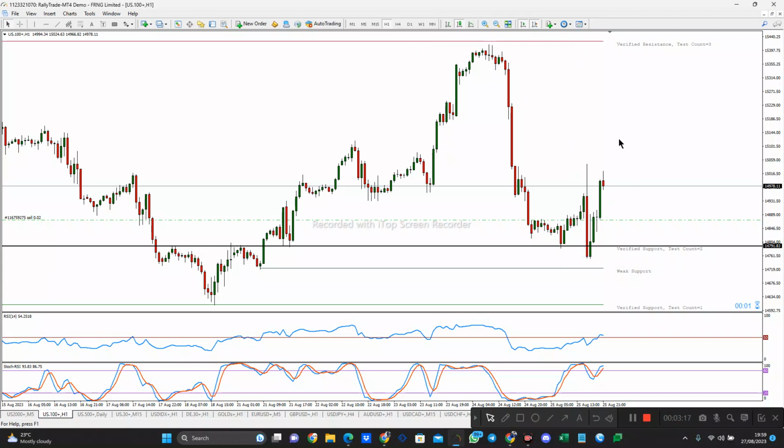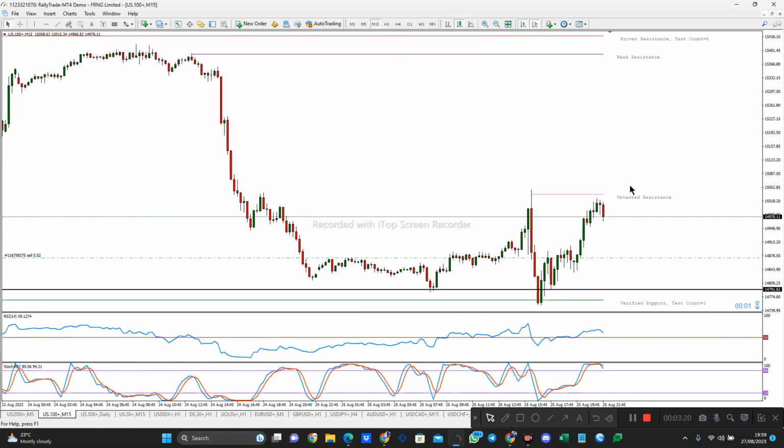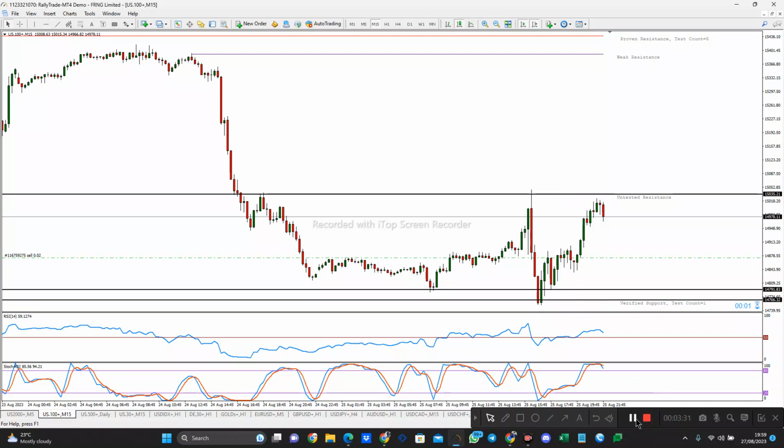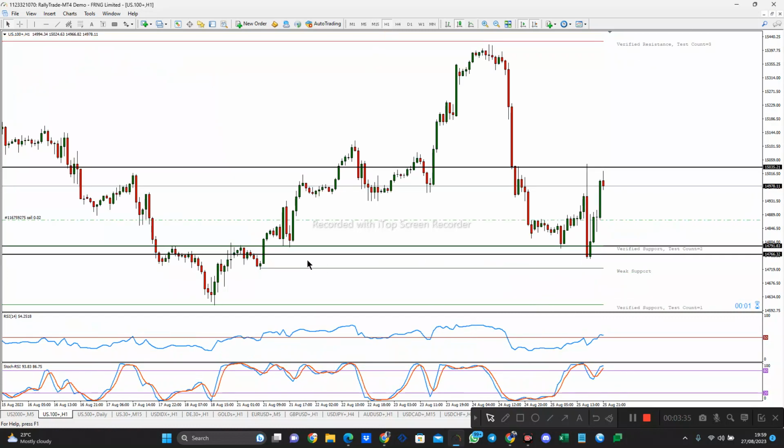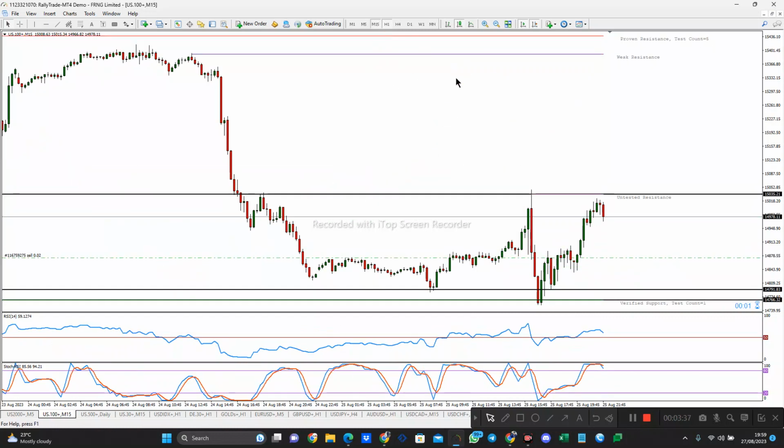I can't see any resistance. The closest one is here on 1 hour, so I can probably go to 15 minutes to see if there's any. Okay, there's a resistance here. There's also another resistance here as well. There's another support here as well. So you have a support zone around here.